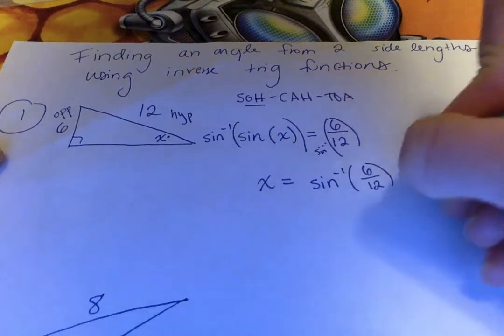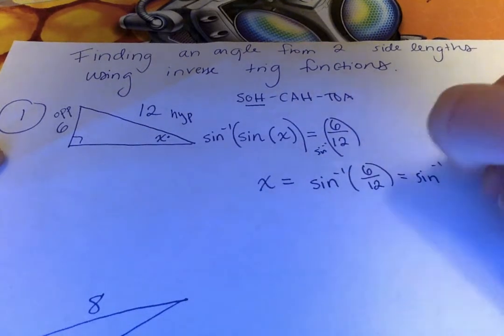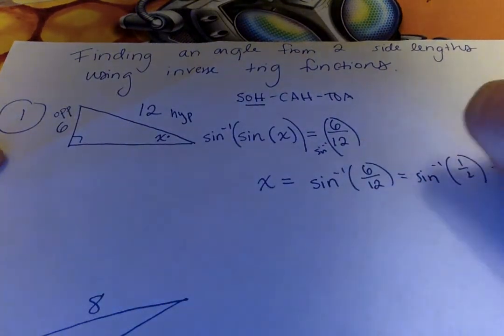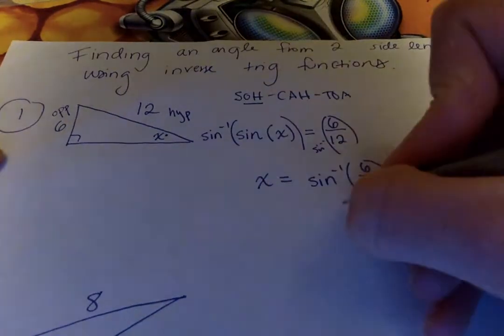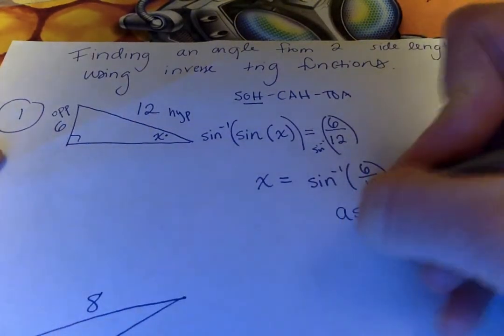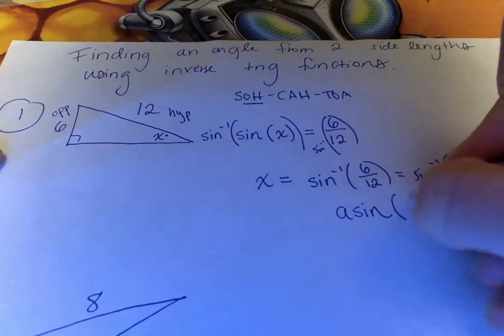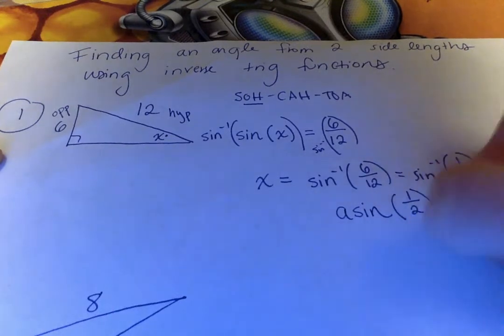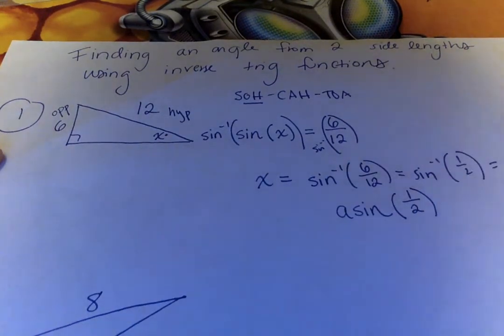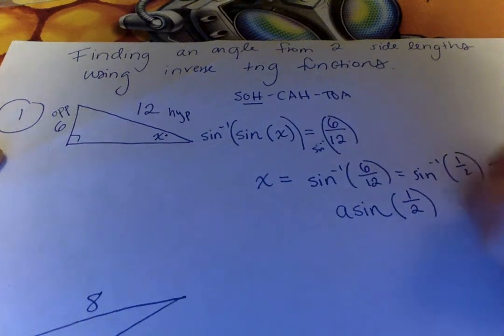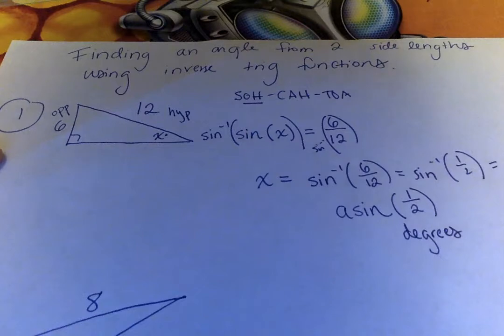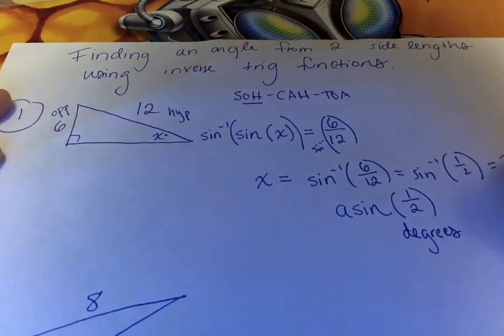Now I can reduce 6 over 12 to be 1/2. And the inverse sine of 1/2, I could write into Google as arcsine of 1/2. And then that should give me, as long as I specify that I'm using degrees, that should give me back my 30 degrees.